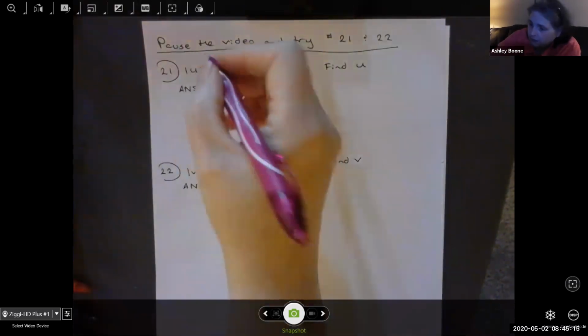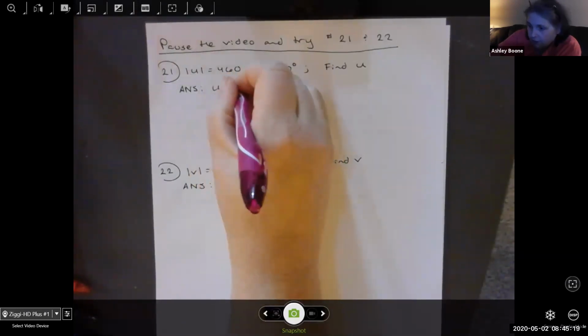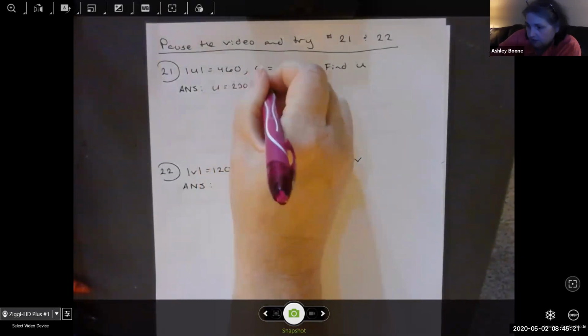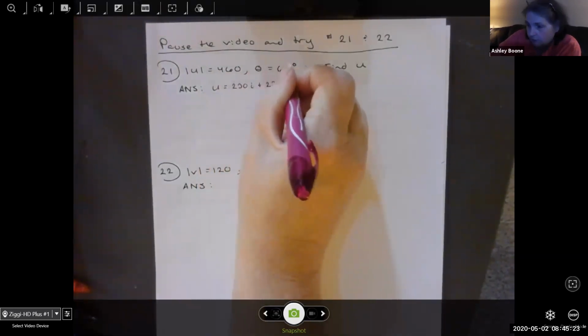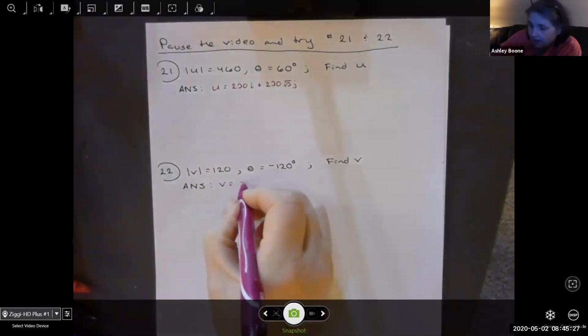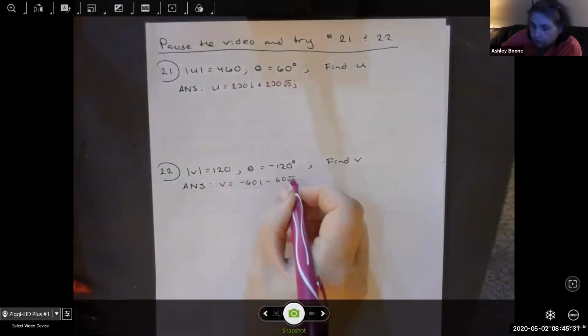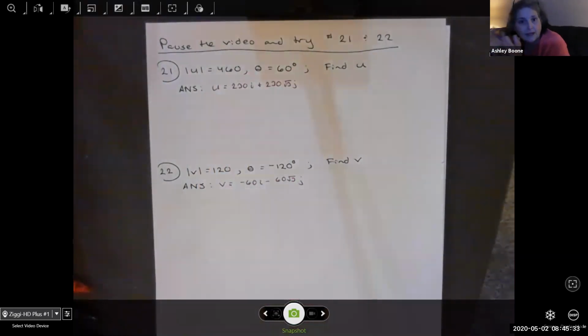For this one, vector U should be the vector 230i plus 230 square root of 3 j. Vector V here should end up being negative 60i minus 60 square root of 3 j. Those are my answers. If you got those right, great. Go ahead and move on with the video. Otherwise, I am going to show the work.